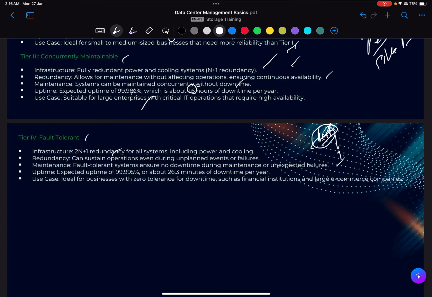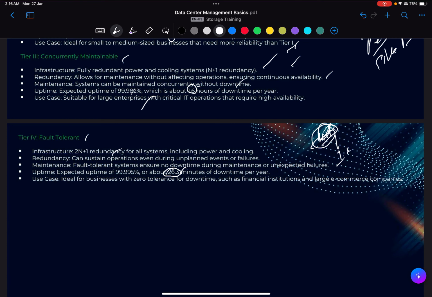So if some kind of unplanned event or failure happens, even on both of the initial components, there will still be a third one that can manage that. And you can see the expected uptime is 99.995%. This is really high, and you are giving the facility only 26.3 minutes of downtime per year, sorry.